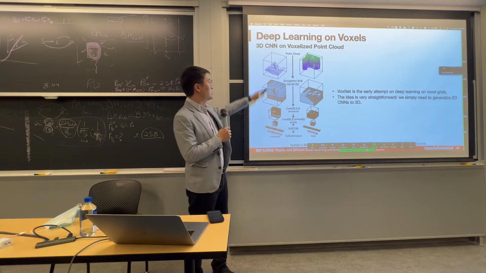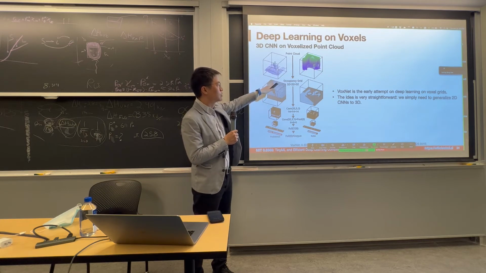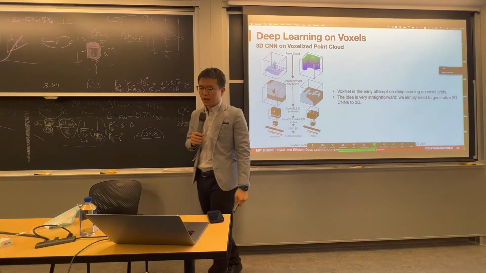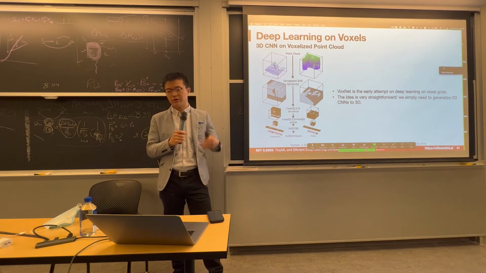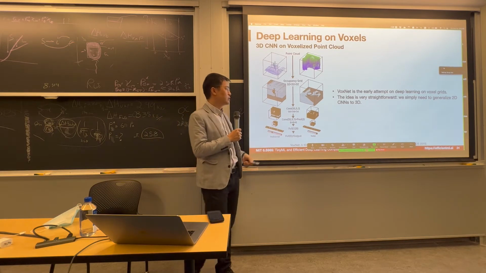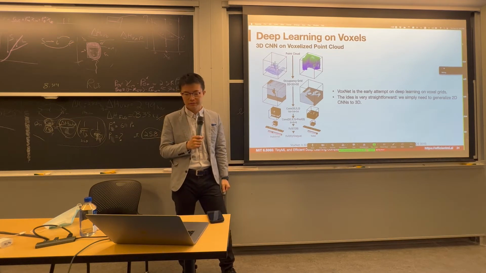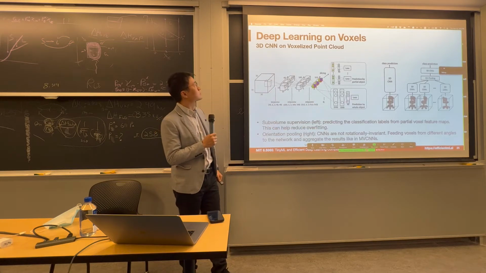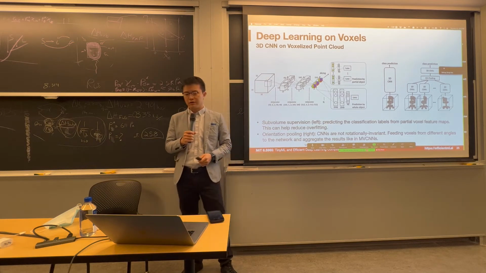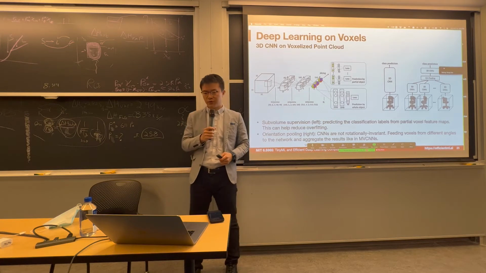So this is basically deep learning on these voxels. So we have occupancy rate, and VoxNet is already an attempt to do deep learning on these voxel arrays. Okay? So it's very straightforward. We simply need to generalize from 2D scenes to 3D, right? Adding another dimension in the kernels. So there are other methods, okay, to run 3D scene on voxelized point cloud.